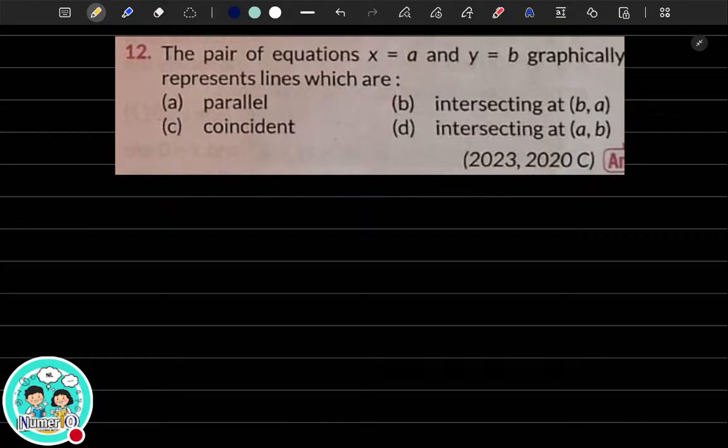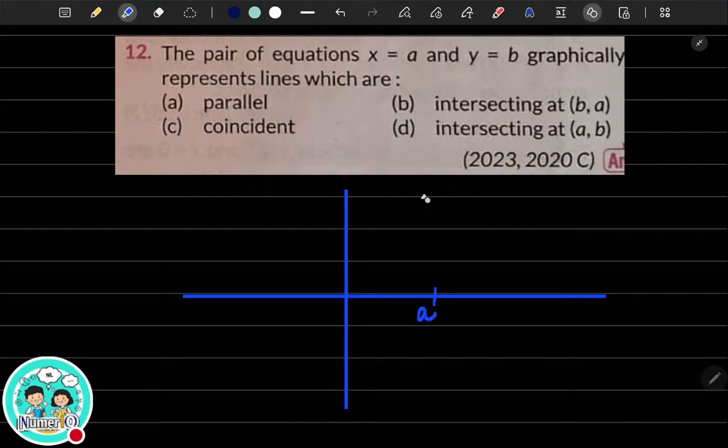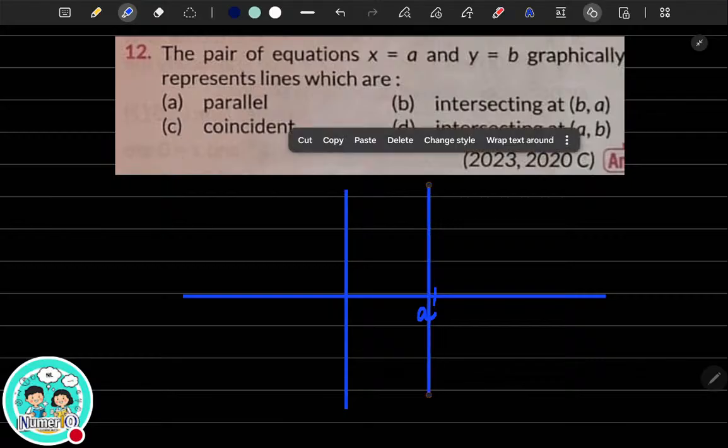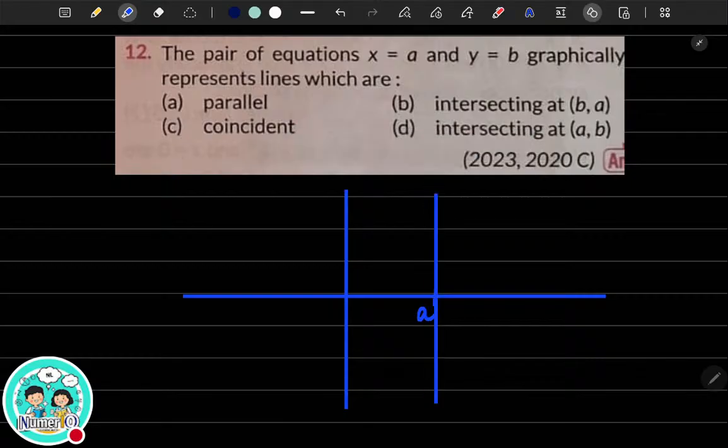Very, very easy question. I just told you about it also. So you can draw it. Suppose you have a graph, right? X equal to a. Suppose this is your a. Where will your x equal to a be? It will be parallel to your y axis, right? Suppose this is your x axis and this is your y axis. This will be your x equal to a.